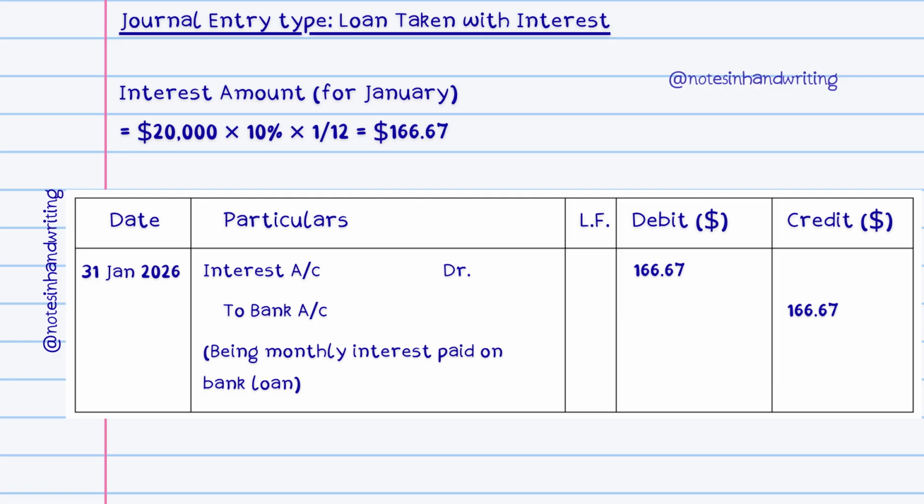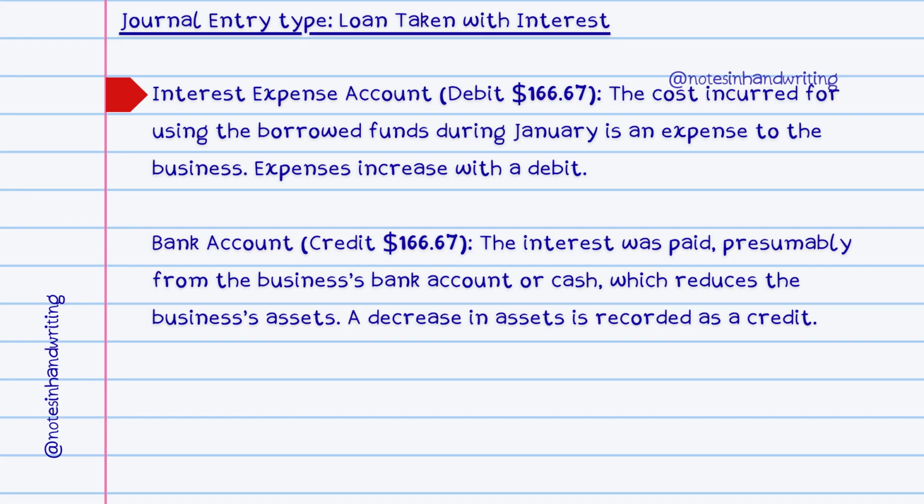As for the interest amount entry, we will have to calculate the interest that is payable monthly. Following is the journal entry. The accounts involved in this transaction are interest account and the bank account. The cost incurred for using the borrowed funds during January is an expense to the business. Expenses increase with a debit.